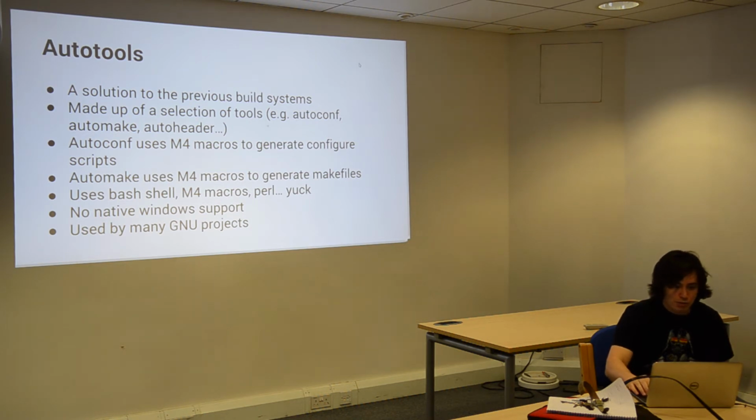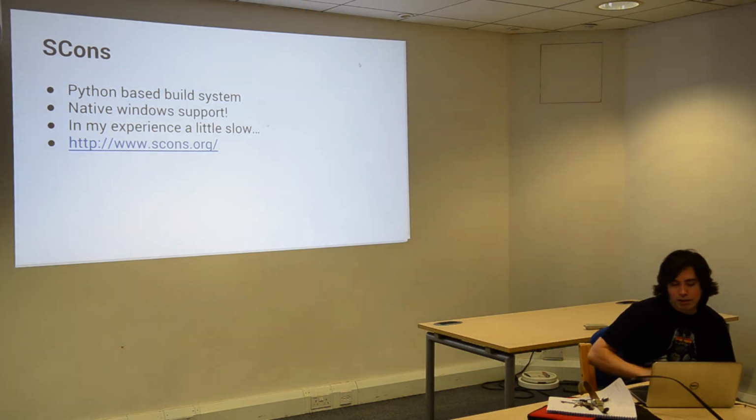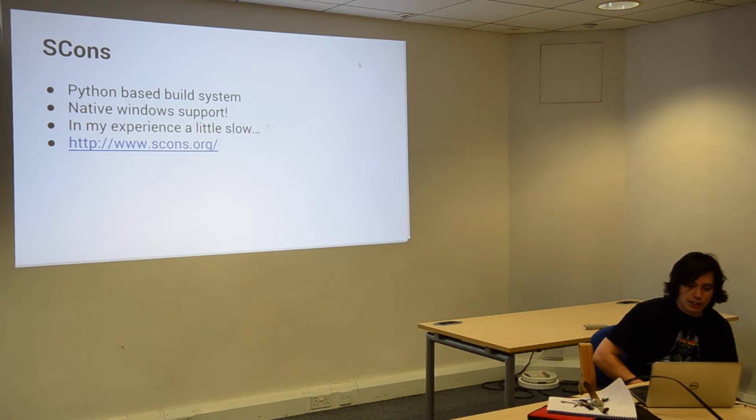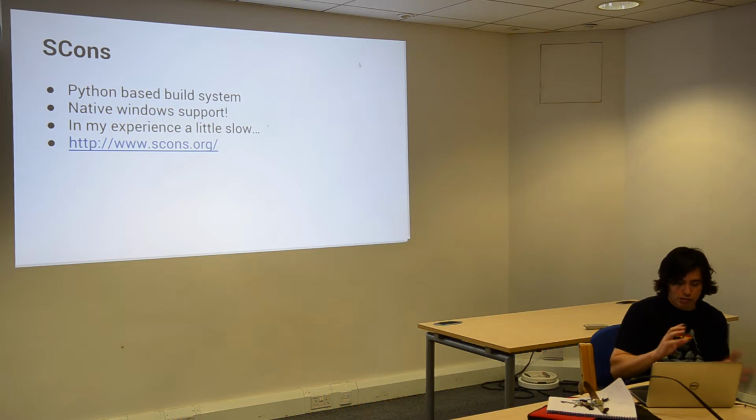So that's Autotools. SCons: I've used it, but I've never built a project from scratch using it, so I don't have that much experience with it. It's based on Python. The description of your project you write in Python, which is quite nice because Python is quite a powerful language, and because it's written in Python, you have native Windows support, which is also nice if you care about Windows. In my experience it's a little bit slow, but that's just from one project, so take that with a pinch of salt. I don't really know a huge amount about SCons, but if you want to find out more, you can just go to the website and check it out.